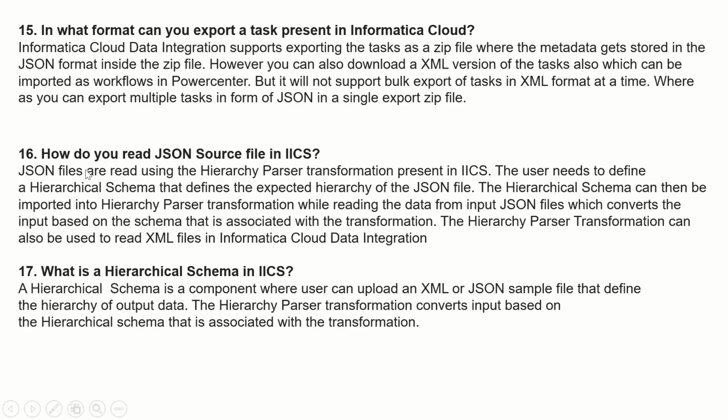So the 16th question is, how do you read JSON source files in IICS? JSON files are read using the hierarchy parser transformation present in IICS. The user needs to define a hierarchical schema that defines the expected hierarchy of the JSON file. The hierarchical schema can be imported into the hierarchy parser transformation while reading the data from input JSON files, which then converts the input based on the schema that is associated with the transformation. The hierarchy parser transformation can also be used to read XML files in Informatica Cloud data integration.